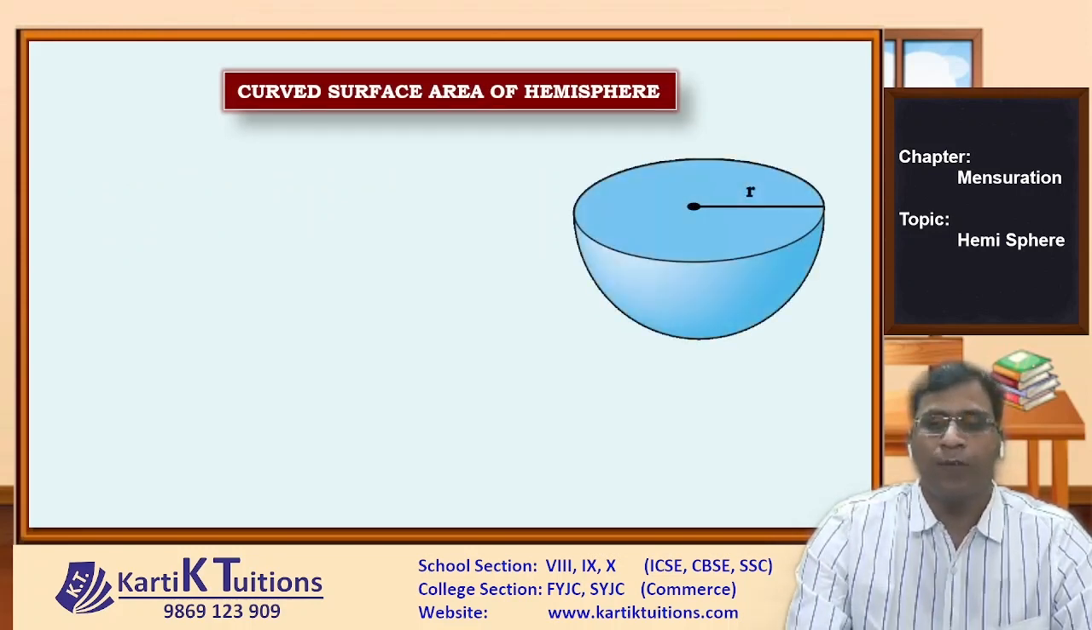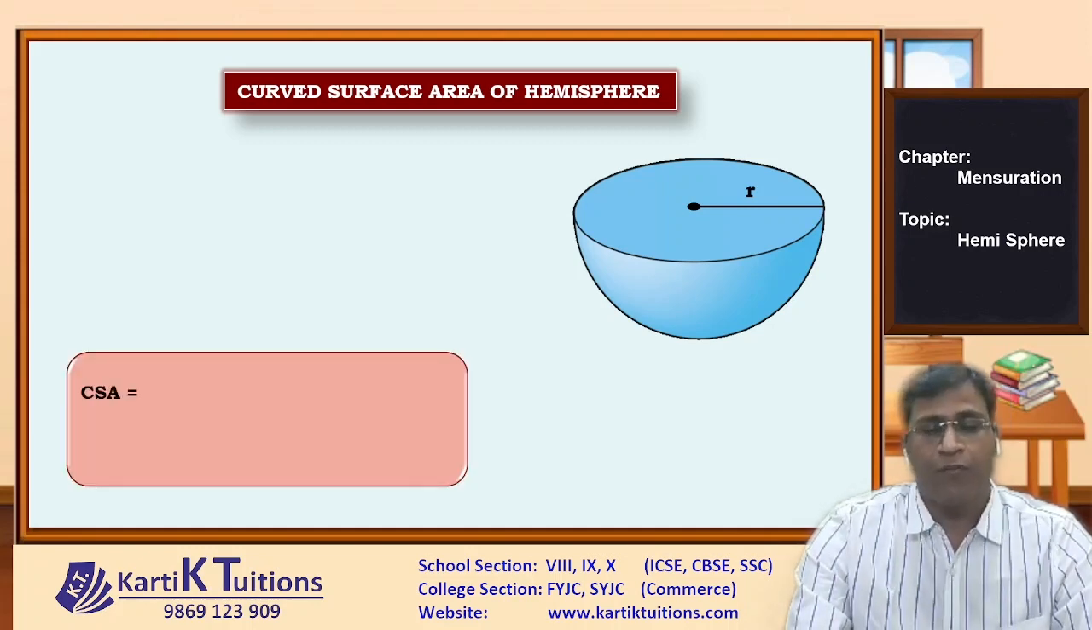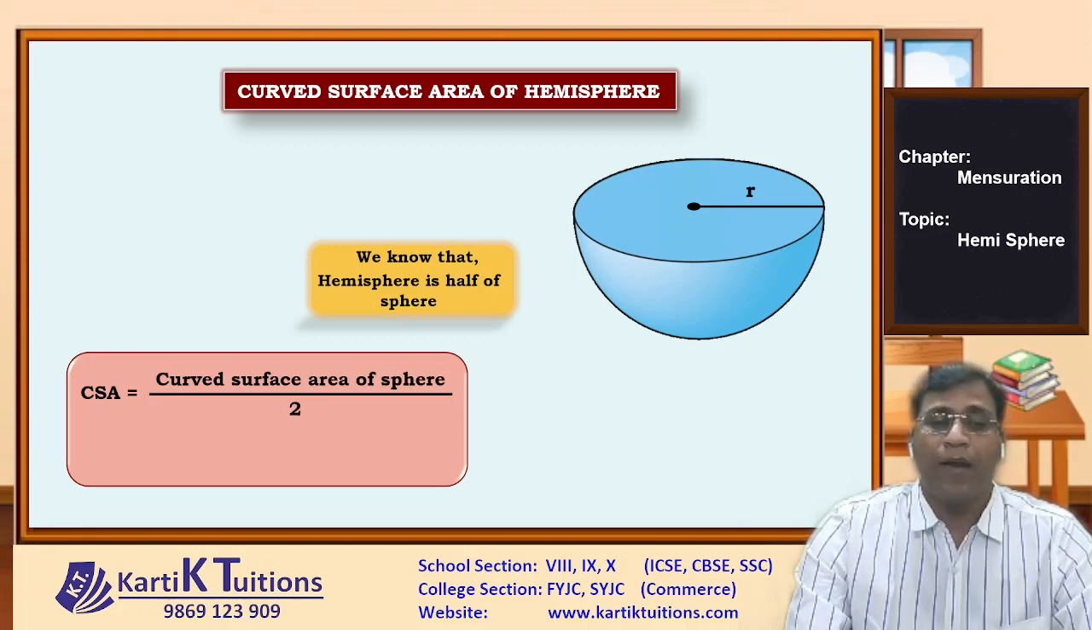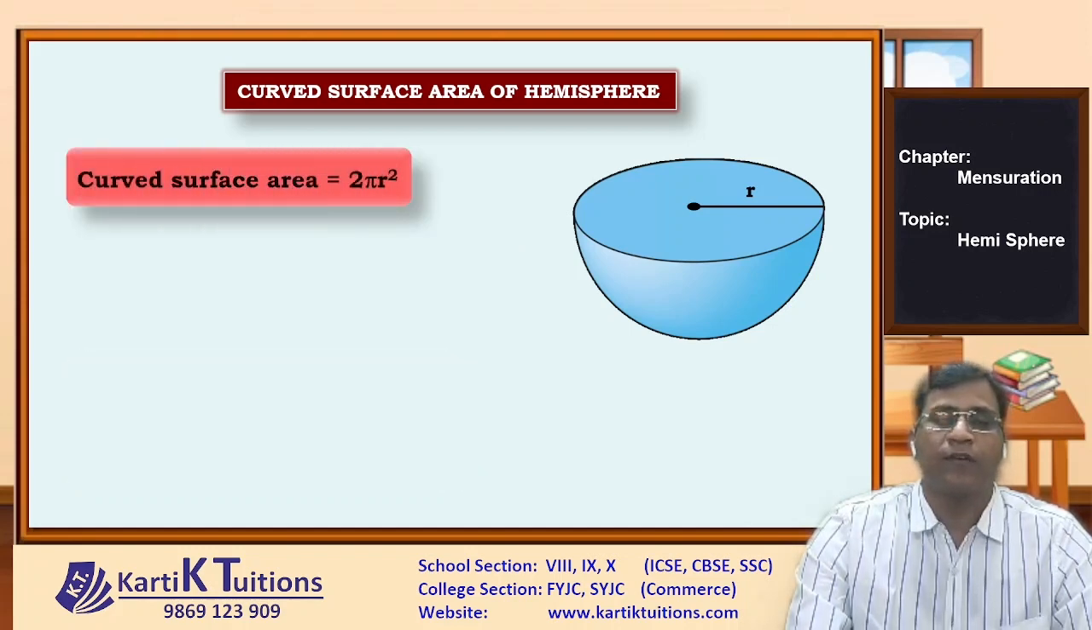See, if this is your hemisphere, what will the formula of the curved surface area be? Understand, hemisphere is half of a sphere. The curved surface area of a hemisphere will also be half of the sphere. Now, curved surface area of a sphere, does anyone remember? What was it? 4 pi r square. So 4 pi r square upon 2. Now 2 ones are 2, 2 twos are 4. So it is 2 pi r square. So that is the curved surface area of a hemisphere.